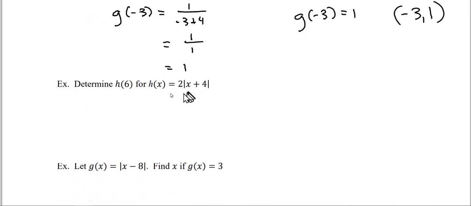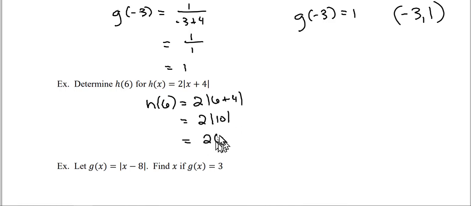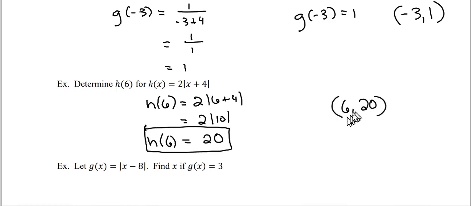Same thing here. I put a value in for x. No matter what that number is, it's going to simplify down to a single number. So this is a function. Absolute value of 10 is 10. When you double that, you get 20. So h of 6 is 20. The ordered pair 6, 20 would be on the graph of this function h of x.